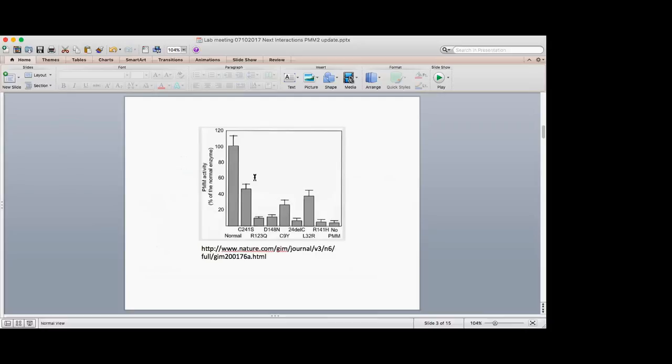So this was just some data we pulled to try to get a sense of the different residual activities of these different PMM2 mutants. We knew that the R141H was the most inactive, the most severe mutation, and we knew the other mutations would have some residual activity, and that they probably had some kind of misfolding or protein stability problem, and that was the nature of the loss of function, or the nature of the hypomorph mutation. So we didn't want to model all the mutations up front.